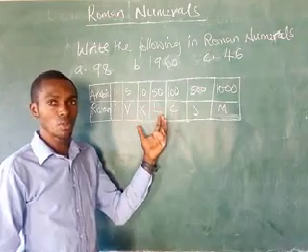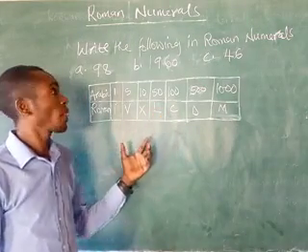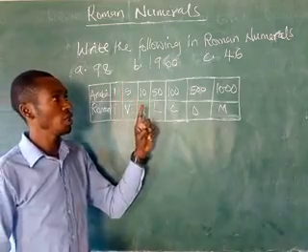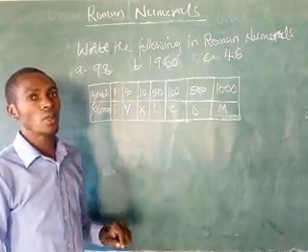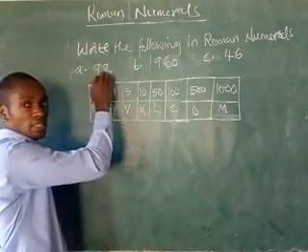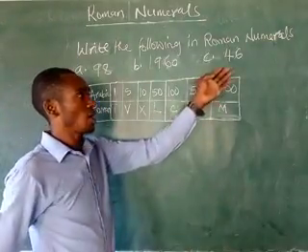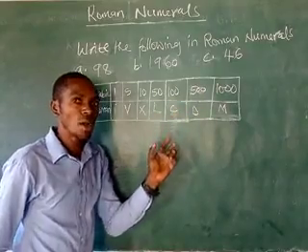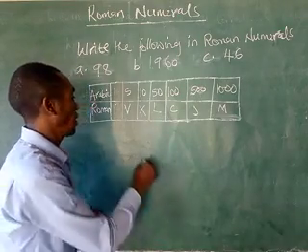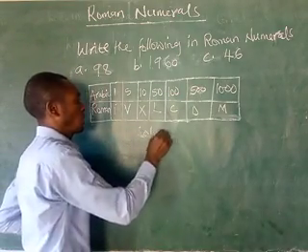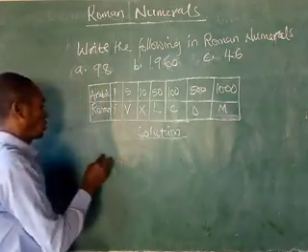Let's look at some questions on Roman numerals. We have here: write the following in Roman numerals. So we're asked to write A, 98, B, 1960, and C, 46 in Roman numerals. Now let's begin to solve our questions.